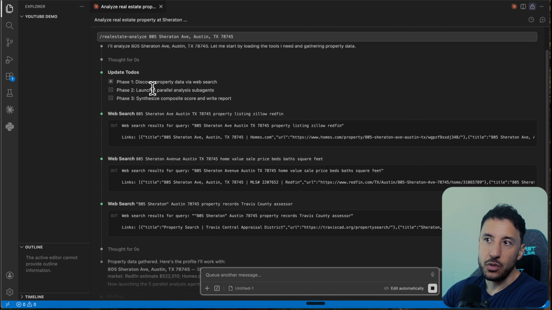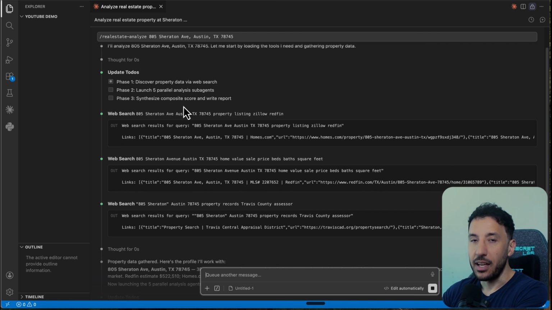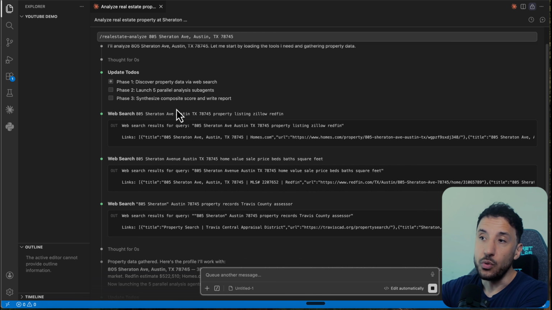The first phase is going to be discovery property data via web research. So it's going to search the internet and find out all of the information about that property. The second phase is going to be launching 5 parallel agents to do analysis. Now, again, this is where kind of the magic of this comes in, right? Each agent will be responsible for something in particular. One's going to analyze the neighborhood. Another one is going to analyze the investment potential. Another one is going to do something different, right?